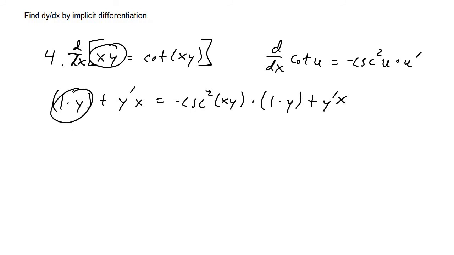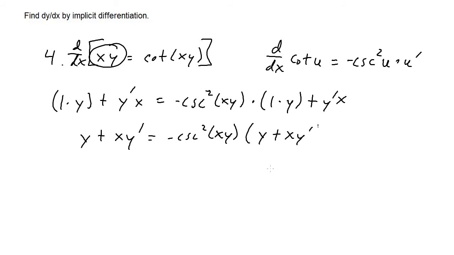So 1 times y is y, and so then, I'll rearrange the terms, we get y plus x times y prime equals negative cosecant squared of xy times 1 times y is y plus xy prime. Now before I find dy dx or isolate y prime, I'm going to go ahead and distribute the cosecant squared inside the parentheses. So rewriting the left side of the equation, y plus xy prime equals, now we distribute the negative cosecant squared, so we get negative y times cosecant squared of xy, and then minus xy prime times cosecant squared of xy.